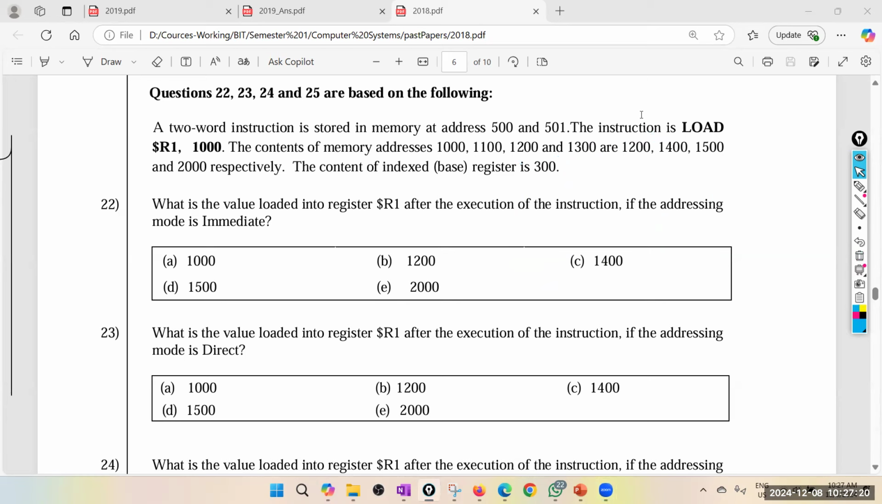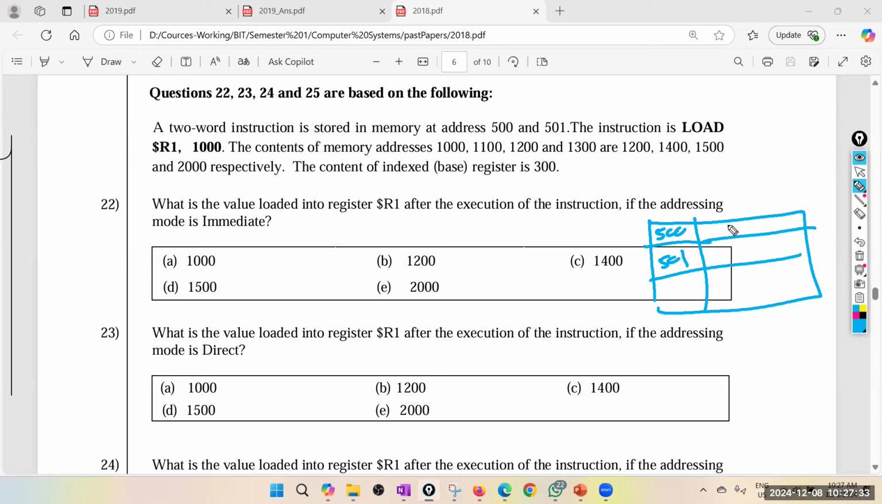A two-word instruction is stored in memory address 500 and 501. So both addresses, the same instruction is there. Maybe the instruction is too long for one location. The instruction is load $R1, 1000. So in these two locations, you have the instruction load at the assembly level, $R1, 1000. The contents of the memory address 1000.